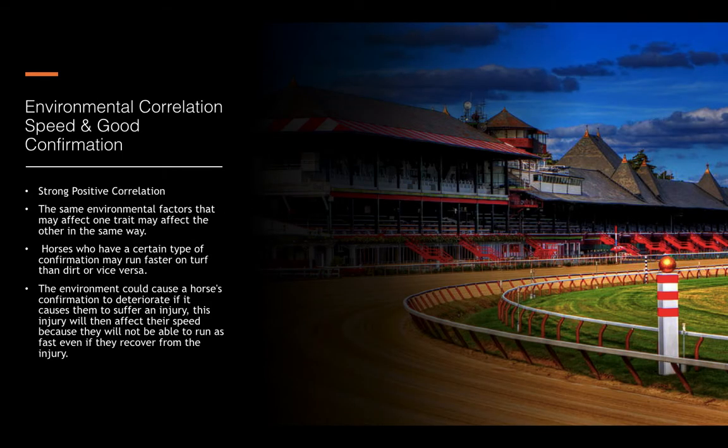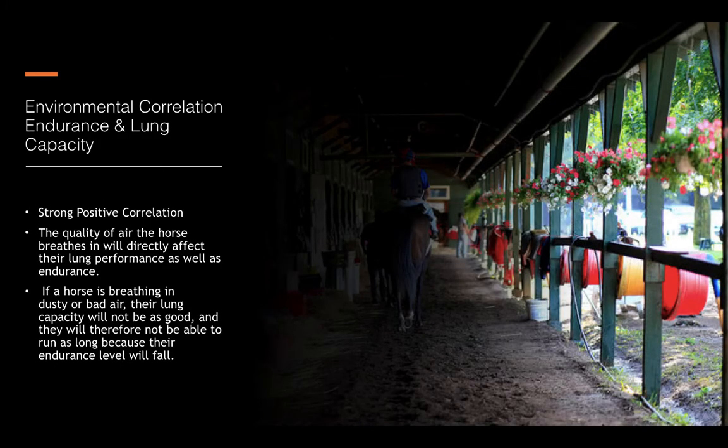The last type of correlation I will discuss is environmental. Speed and conformation have a strong positive environmental correlation because the same environmental factors that may affect one trait may affect the other in the same way. Some examples of environmental factors are the track conditions such as fast, wet, deep, dirt footing, turf footing, and the hardness of the surface. Horses who have a certain type of conformation may run faster on turf than dirt, or vice versa. The environment could cause a horse's conformation to deteriorate if it causes them to suffer an injury. This injury will then affect their speed because they will not be able to run as fast even if they recover from the injury.